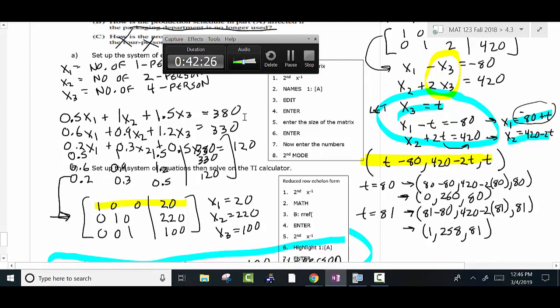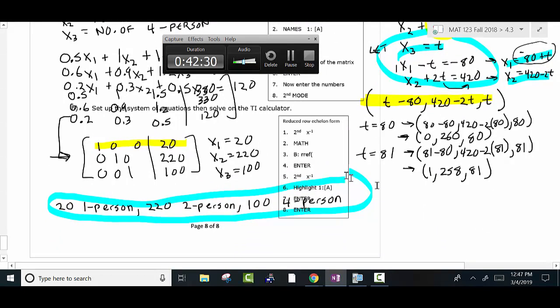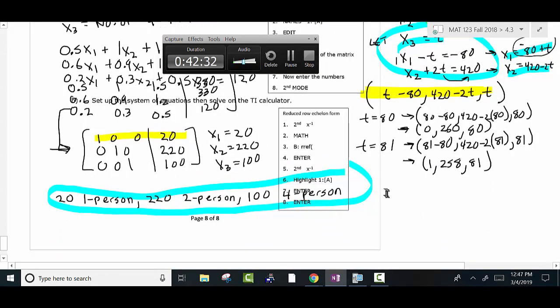Okay? All right, and I'm not going to do part C, but you would get a little bit different result. You might think that one you would end up getting no solution on. That's the idea.